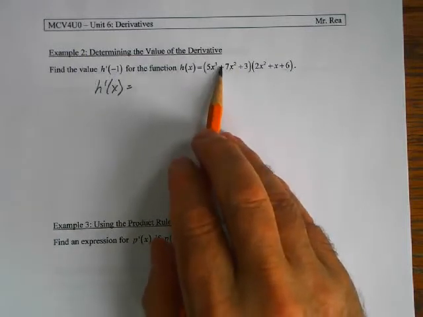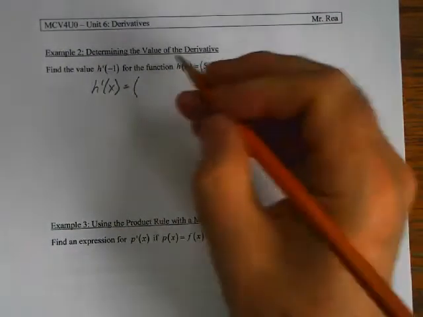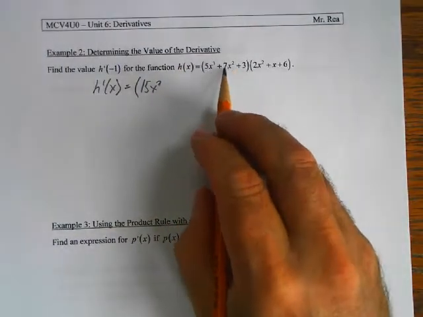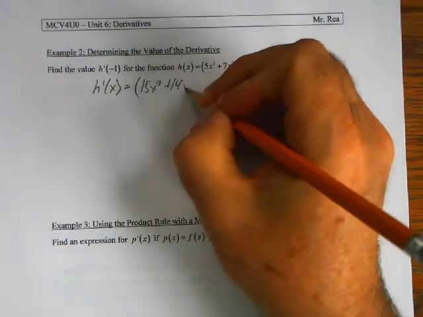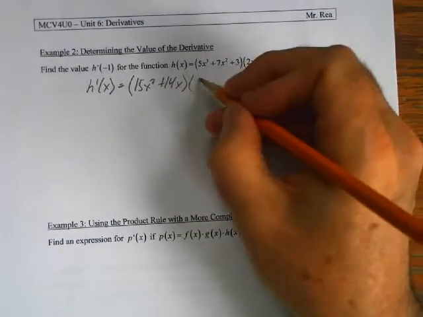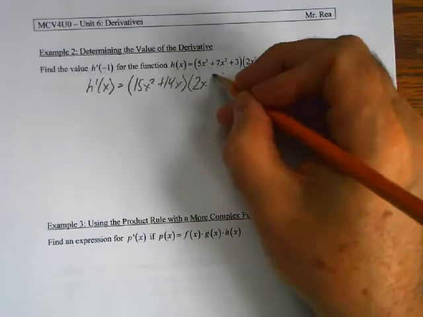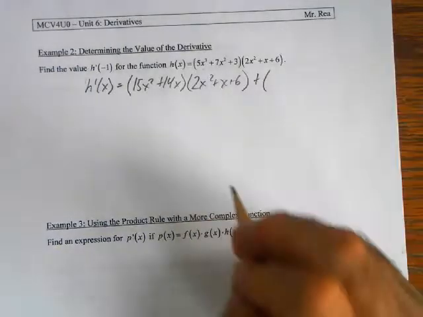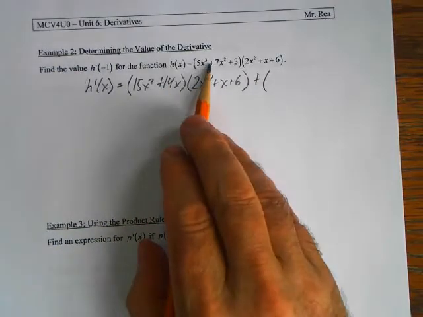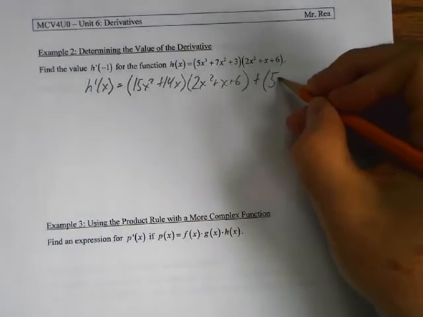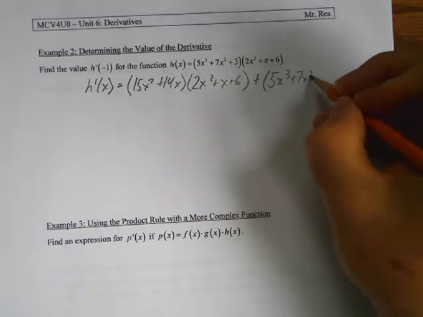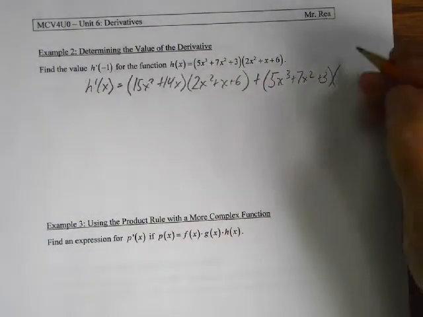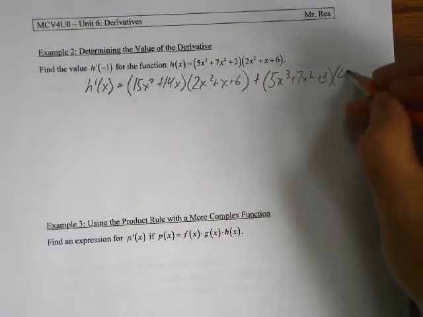So take the derivative of this first. So that's going to be 15x squared for the 5x cubed. And this is going to be plus 14x. Then we multiply with the second function, 2x squared plus x plus 6. And then we add the first function, f of x, if you want to call it that, and then times the derivative of the second function, g of x. So that would be 4x plus 1.